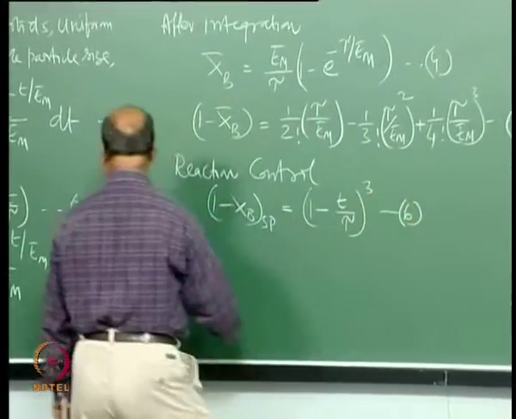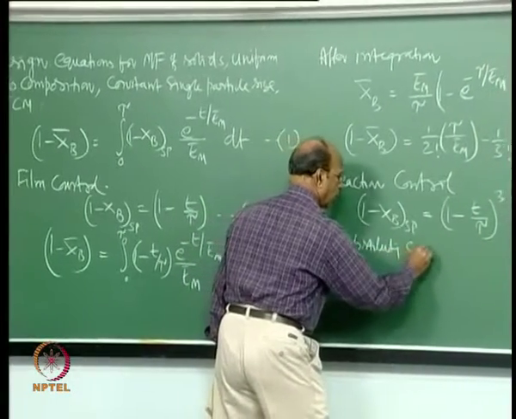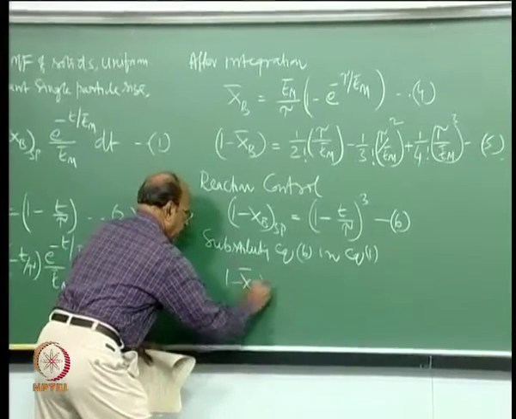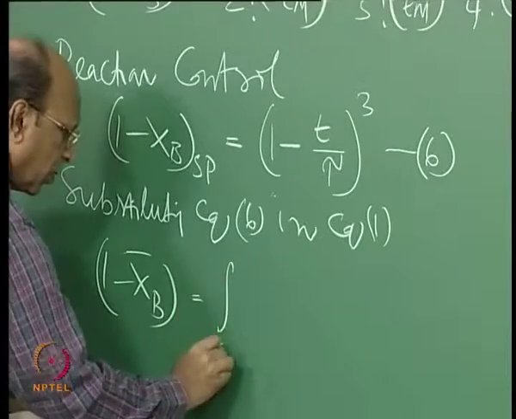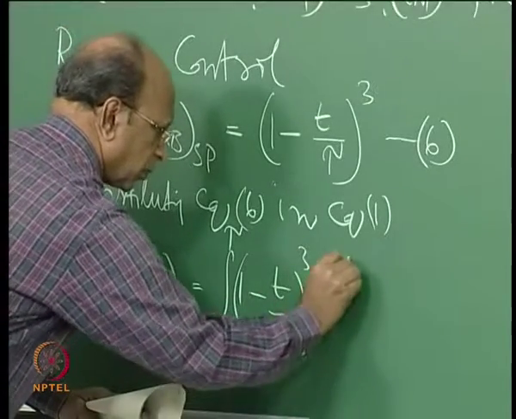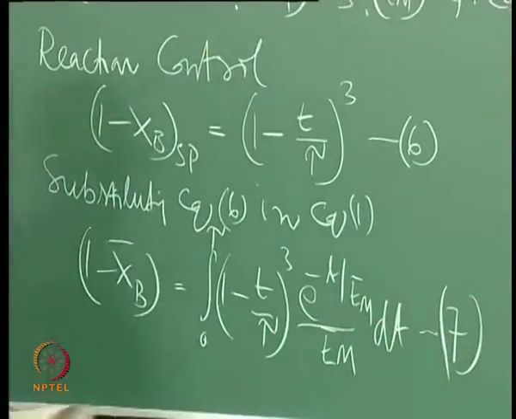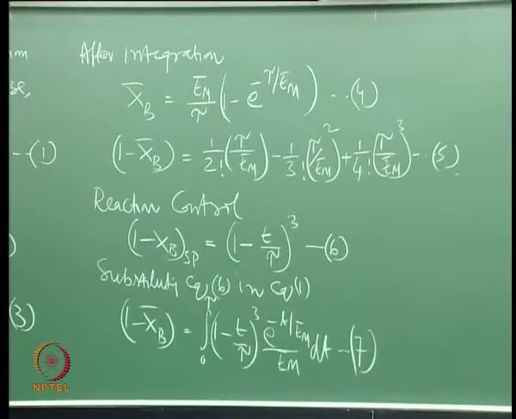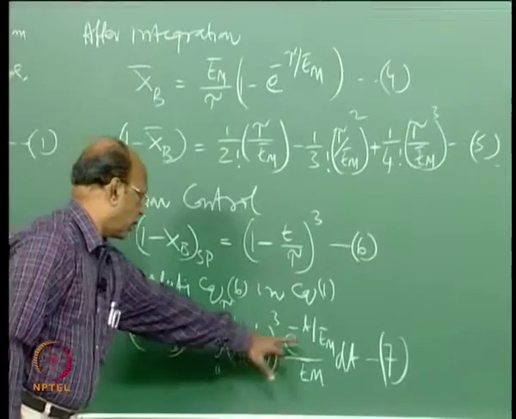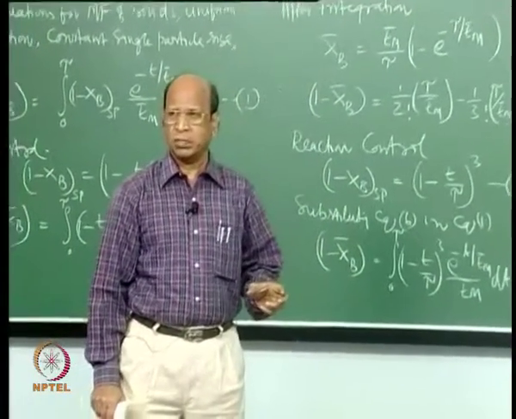So, now equation 6 is again substituted in equation 1. Substituting equation 6 in 1, let me write the equation 1 minus x bar b equal to integral 0 to tau. For this one, it is 1 minus t by tau whole cubed, e power minus t by t bar m, by t bar m dt. So, this is equation 7. Good. And this mathematical technique you have to learn. It comes through that recursion formula, because this is cubed and you have e power minus t here. Anyway, this is constant. So, that mathematical technique you have to show when I ask you to derive that corresponding equation.